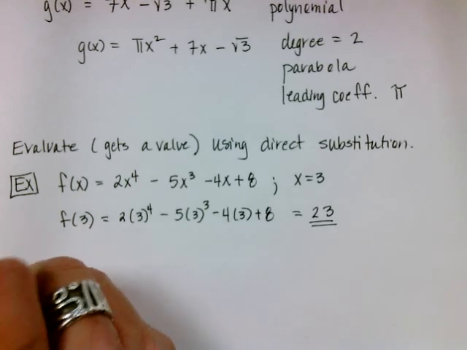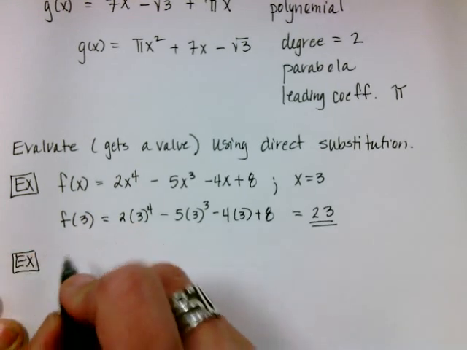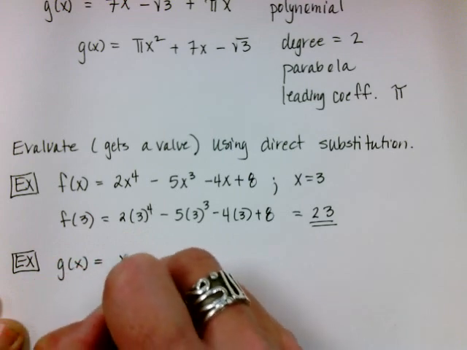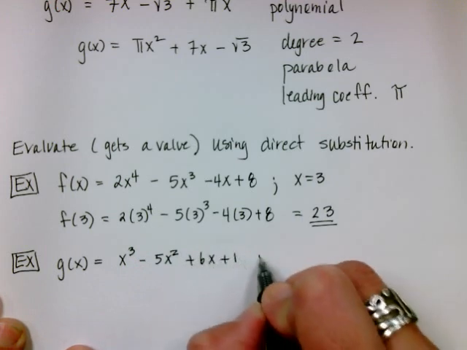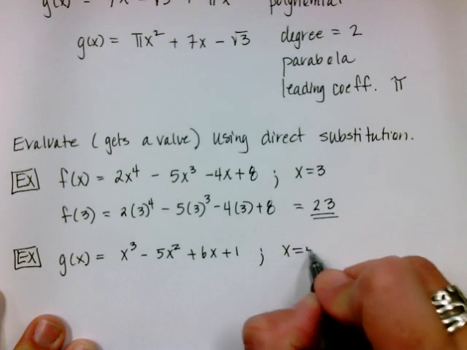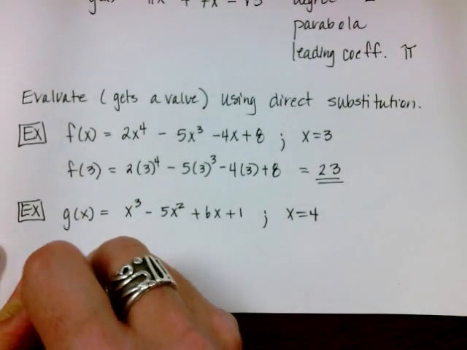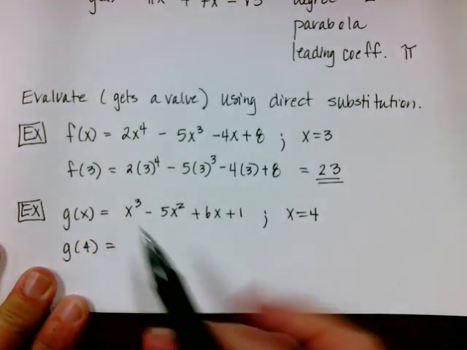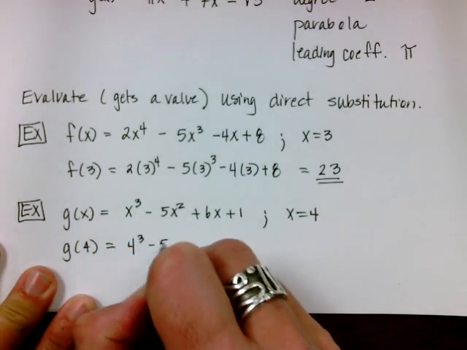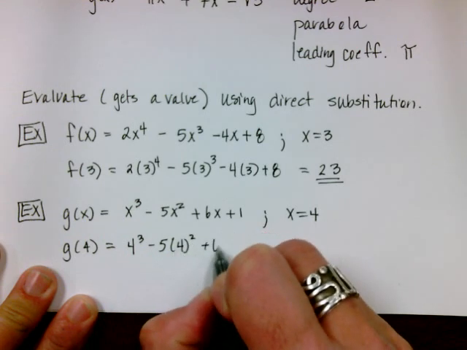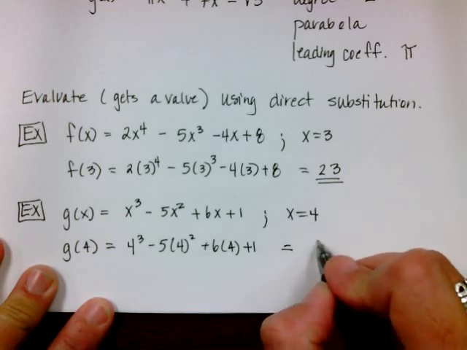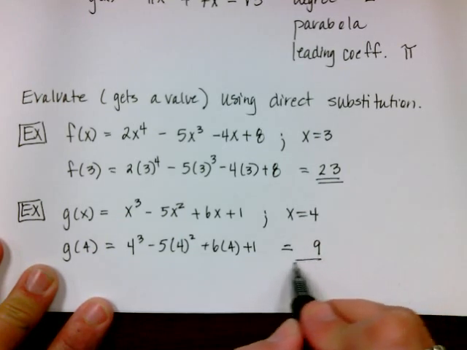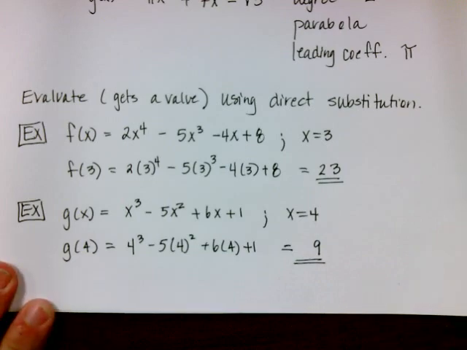So then if I do another example, same idea, g of x is going to equal x to the third minus 5x squared plus 6x plus 1, and I want to evaluate it when x is 4. That means I'm going to substitute that 4 in for everywhere there's an x. So this would be 4 cubed minus 5 times 4 squared plus 6 times 4 plus 1. And again, I would do it in my calculator, all in one step. And when I did this, I would get 9. And so that would be the answer on that one. So those are fairly straightforward. We've done those before.